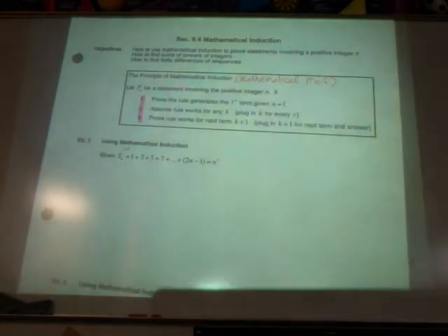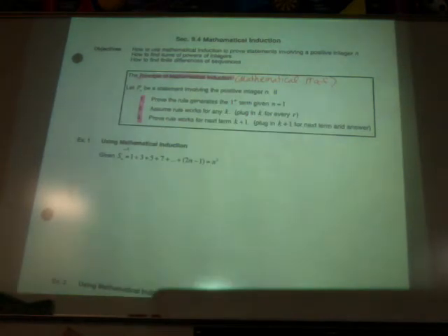And I've outlined here for you the steps that you need to take for the principles of mathematical induction. Now, one of these steps I skipped because I think it's kind of dumb, but you'll see it in your book, so I wanted to warn you about it. So are we all ready?